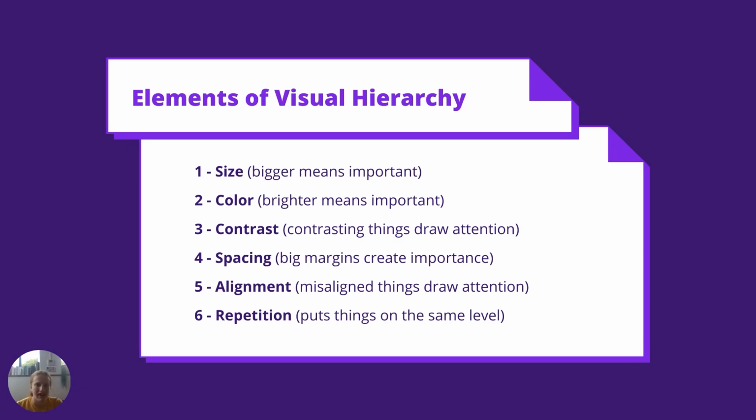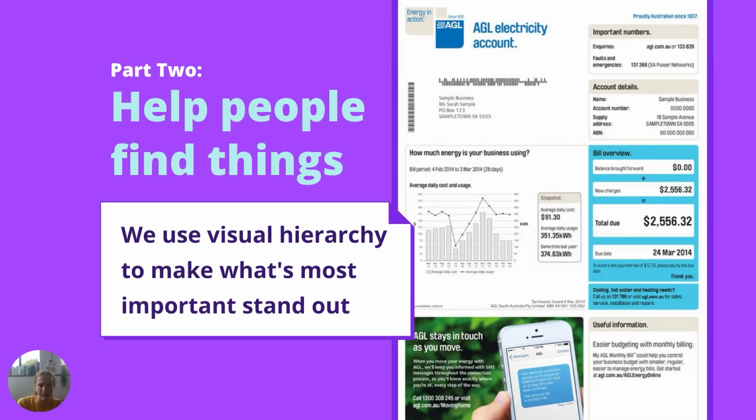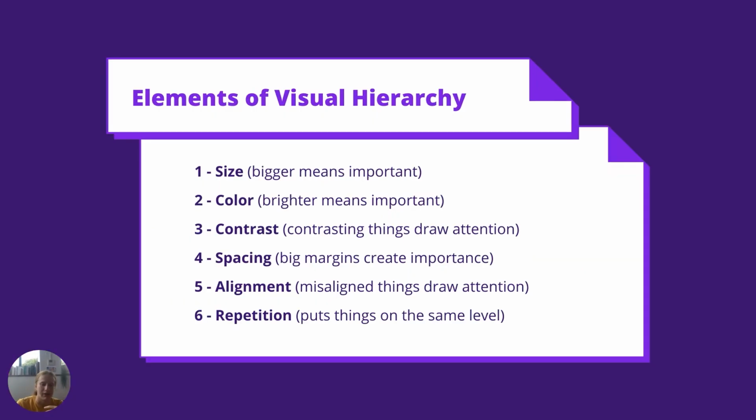Size, that's pretty obvious. Bigger is more important. Ditto with color, the brighter, so having the bright blue instead of a grayscale color, again, makes it seem more important. Contrast is another interesting one. Actually, we'll flip back to the electricity bill. Notice how the charge here, the total due, is inside a white box, which is inside a blue box. So that contrast between the white and the blue adds even further prominence to that visual element, because our eyes are drawn to the contrasting colors. So on top of color, you can use contrasting colors to draw further attention.